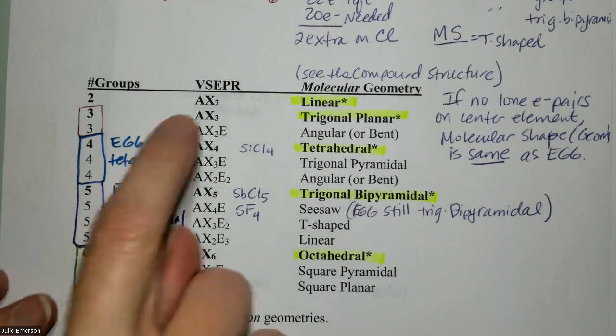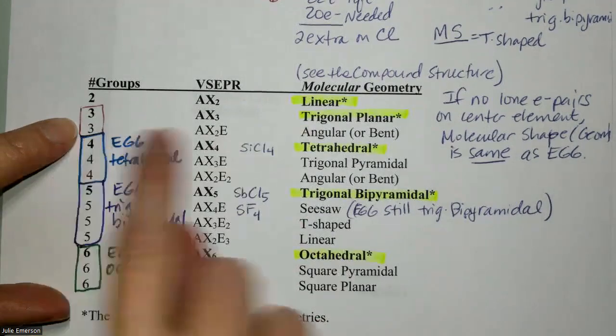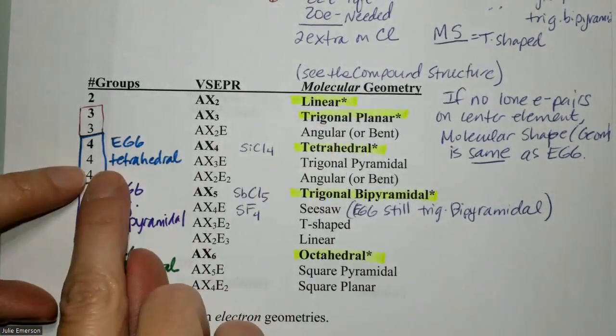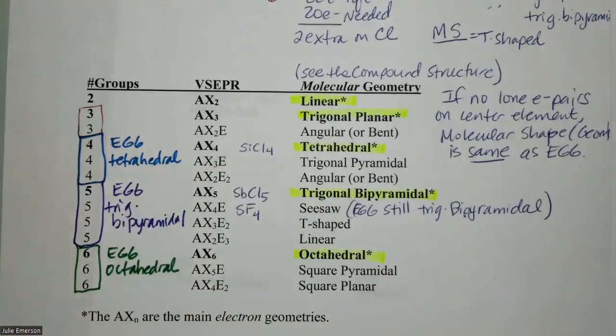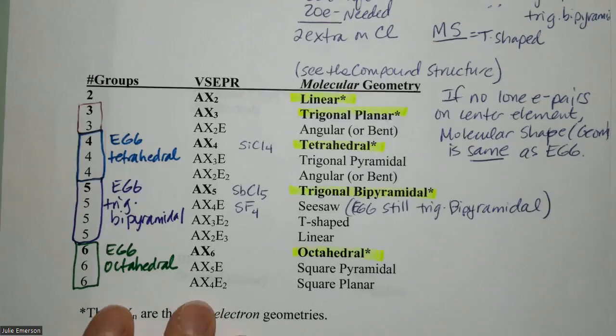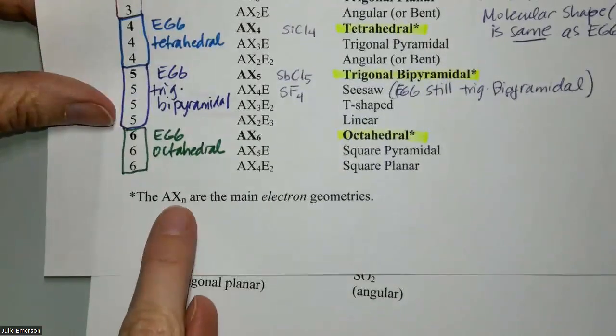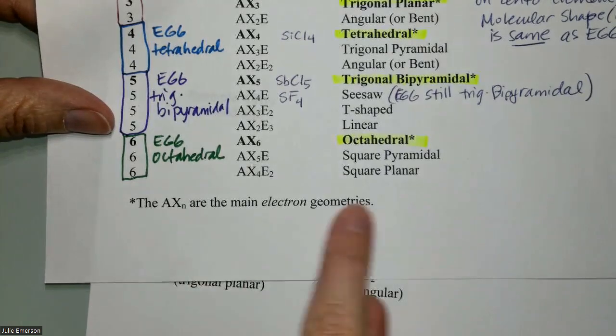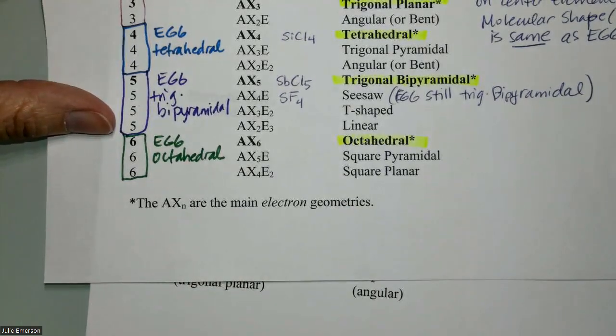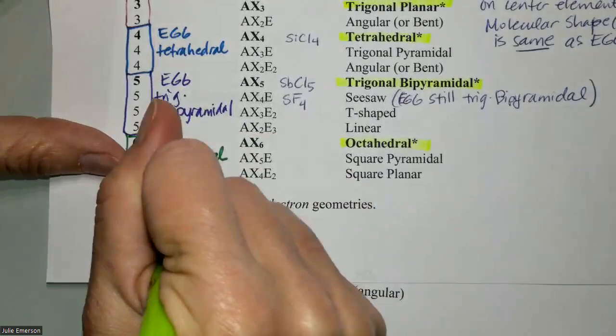All right, so I kind of look at these like little families, right? 3 total groups, trigonal planar family, 4 total groups, tetrahedral family. All right, so we're going to do more of these, but when you have the AXn with no E, those are those main electron group geometries. Those are the ones I need you to memorize.